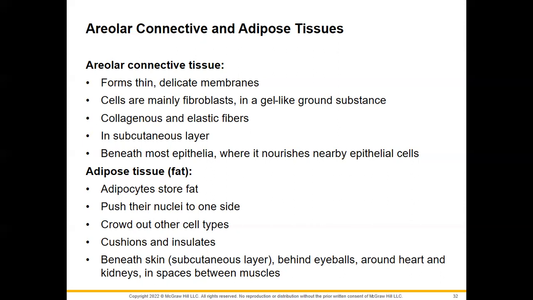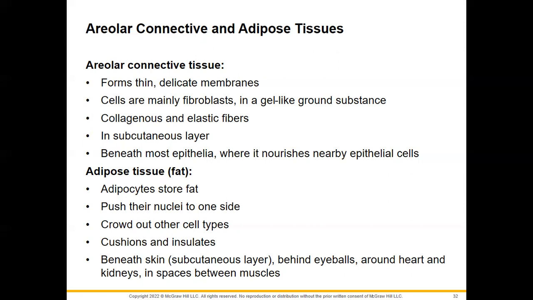Adipose tissue can crowd out other cell types. It acts as cushion and insulation, and it's located in places like beneath the skin. So again, that subcutaneous layer. Behind the eyeballs, you have lots of adipose tissue that acts as protection and insulation and cushion.